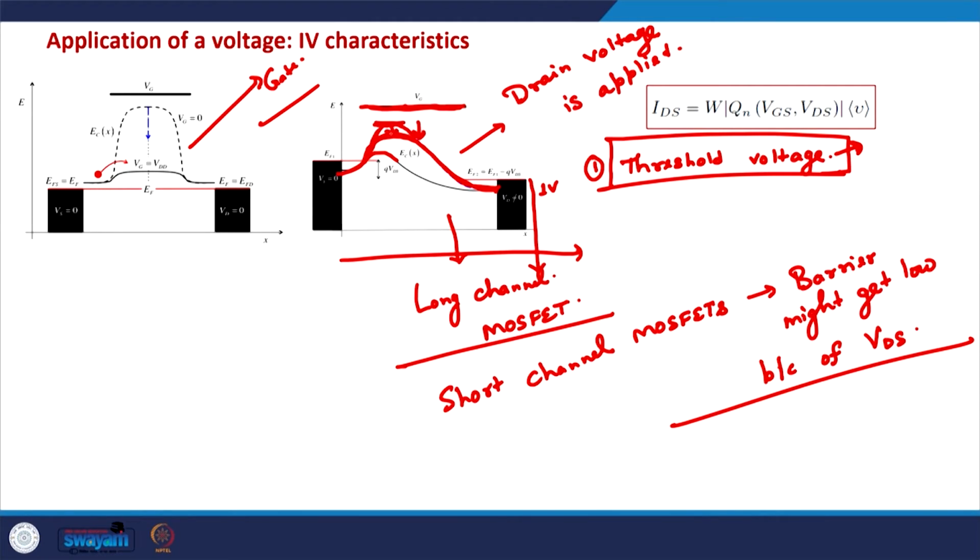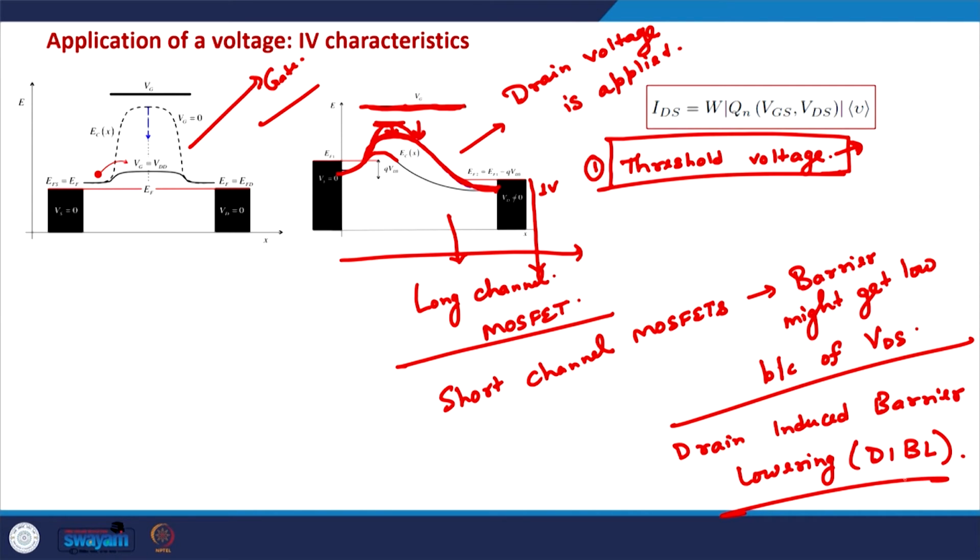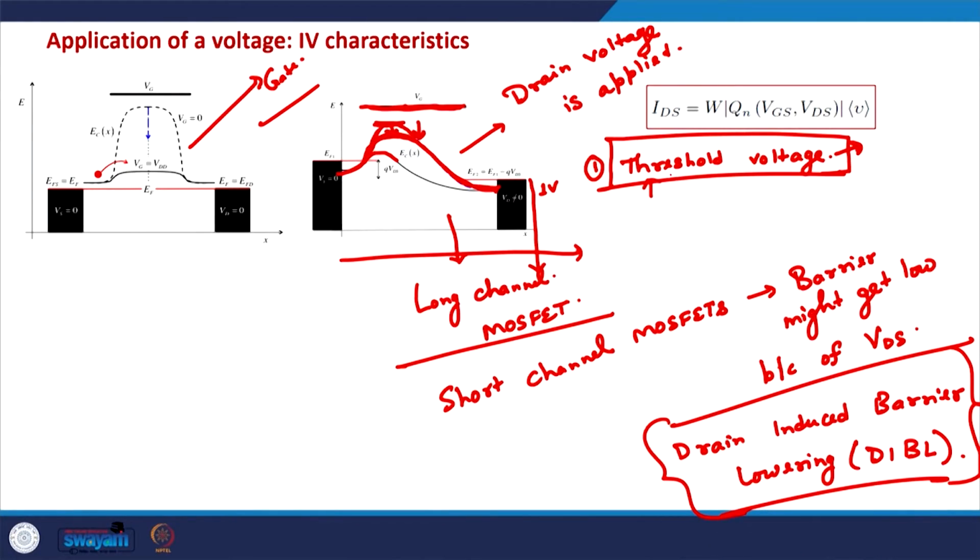the drain voltage, and this phenomenon is known as drain-induced barrier lowering, or in short, DIBL. Okay, so this is what is common in short channel MOSFETs. Although we would not like this to happen, it can happen if the design considerations are not properly taken care of. Okay. So we know what the threshold voltage is, at least qualitatively. We also know what drain-induced barrier lowering is.